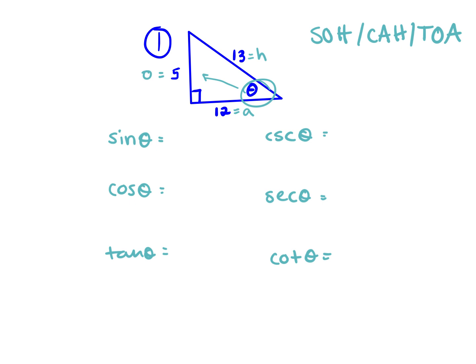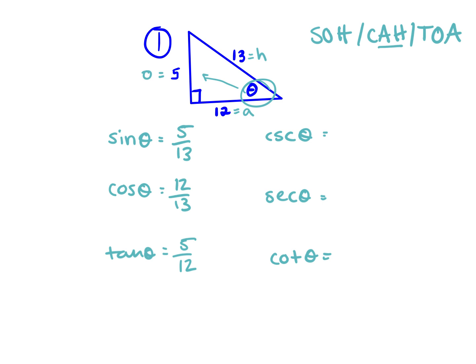What would our opposite over hypotenuse be here? 5 over 13. Perfect. Cosine is adjacent over hypotenuse. What's our adjacent over hypotenuse? 12 over 13. Tangent is opposite over adjacent. What's our opposite over adjacent? 5 over 12.